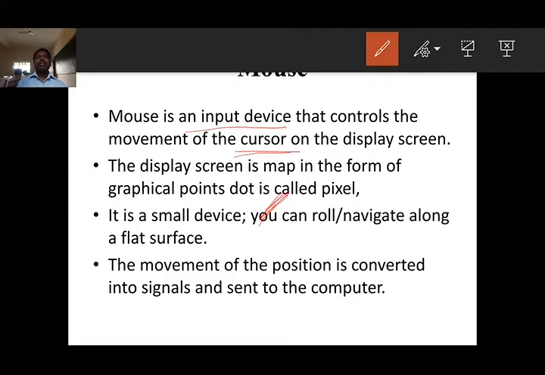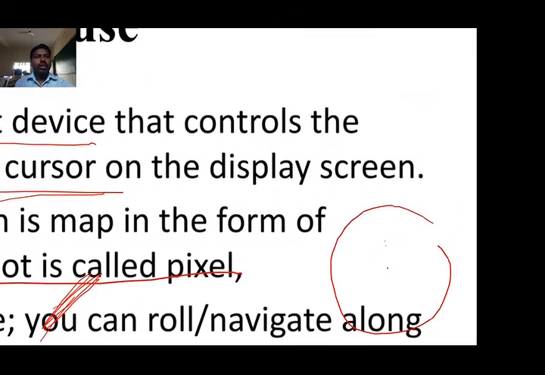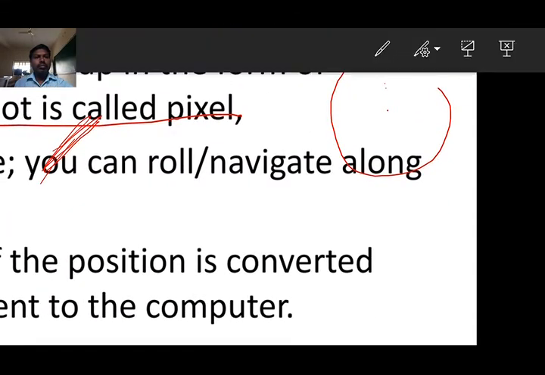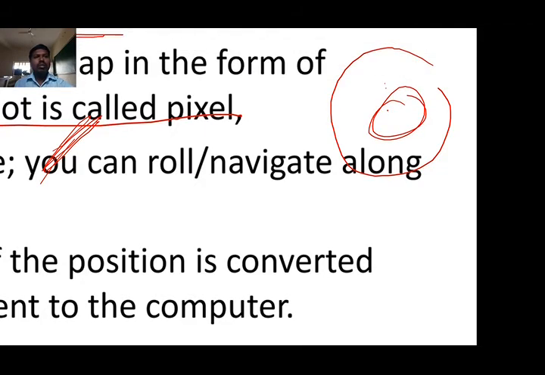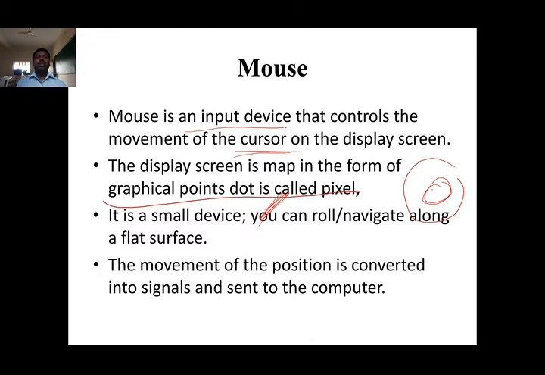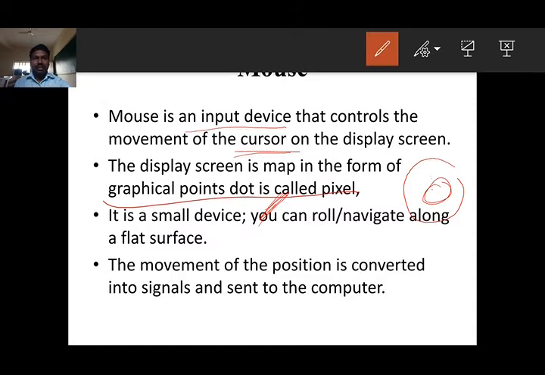See, the display screen is a map in the form of graphical points. A dot is called a pixel. Assume that here I have given one dot. I circled it here. I am going to zoom it. You can see I have given one dot. See, this smallest dot is called a pixel in the display screen. The smallest dot in a display screen is called a pixel. So that is the definition they have given here. A display screen is mapped in the form of graphical points. The smallest point is called a graphical point, called a pixel.